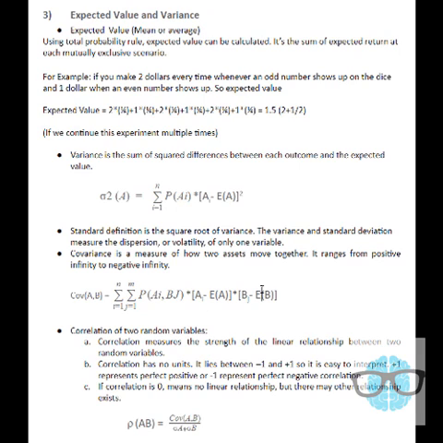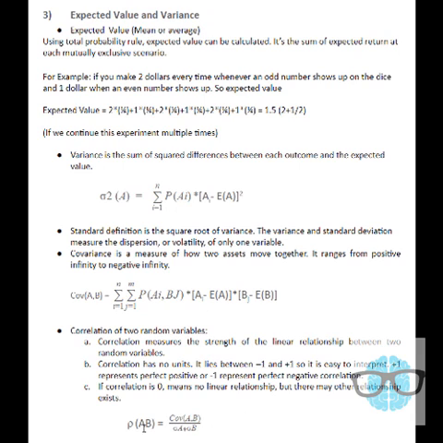From a comparison perspective, it's not ideal. So correlation is a way to standardize this number. Correlation measures the strength of the linear relationship between two random variables. Correlation has no unit. It lies between -1 and +1, so it's easy to interpret. +1 represents perfectly positive correlation, and -1 represents perfect negative correlation. If correlation is 0, it means there is no linear relationship, but there may be other relationships which exist.